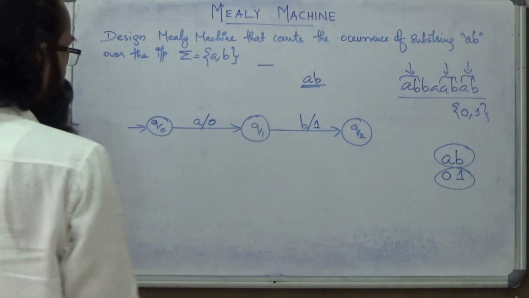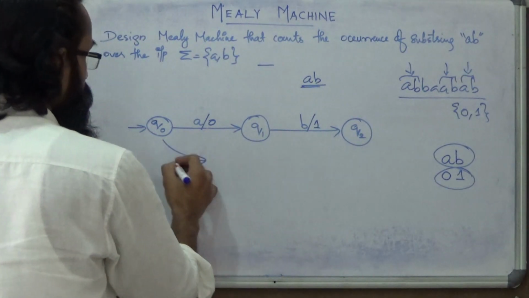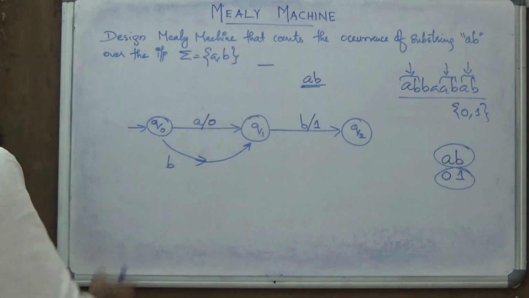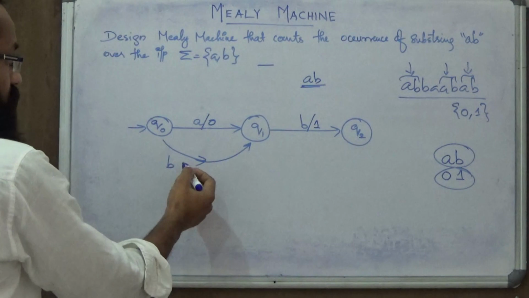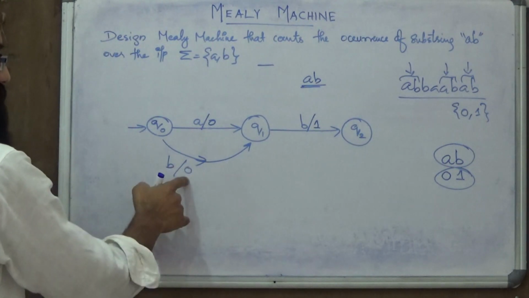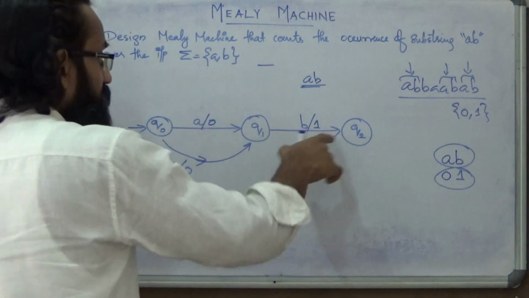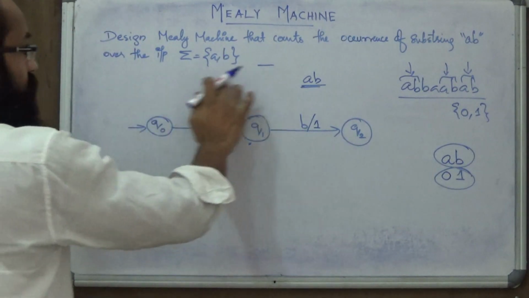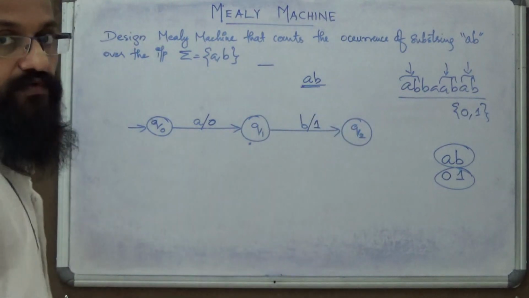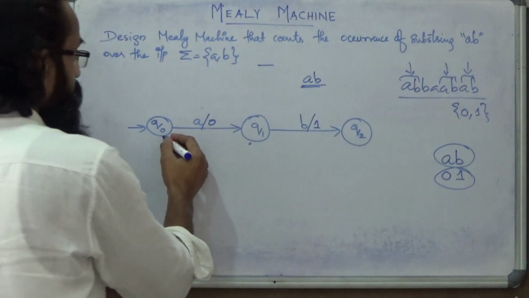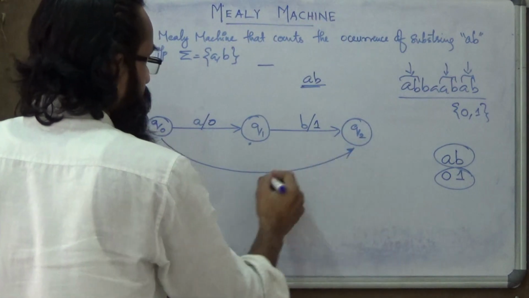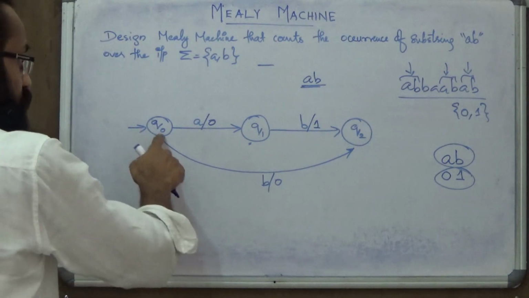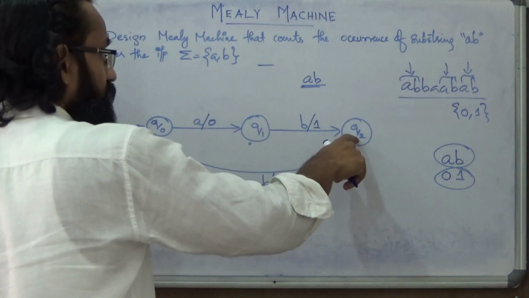So from Q0, what about the B transition? Can I add the B transition to Q1? If I add the B transition to Q1, the expected output symbol to be attached is 0. So for B it will generate 0. Similarly, if you add the B transition to Q2, the expected output is 0. So for B it will generate output 0.